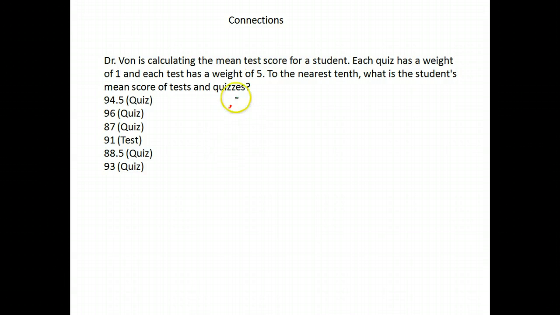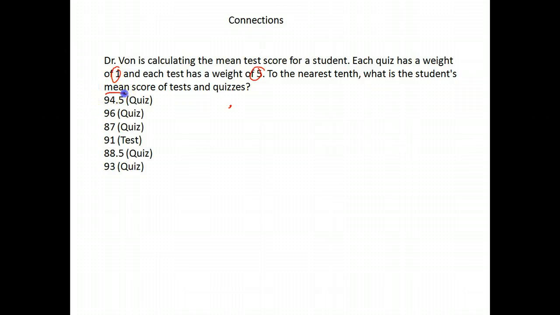It says that Dr. Vaughn is calculating the mean score for a student. Each quiz has a weight of 1 and each test has a weight of 5. That just means that tests are worth 5 times more than a quiz. To the nearest tenth, what is the student's mean score of tests and quizzes?